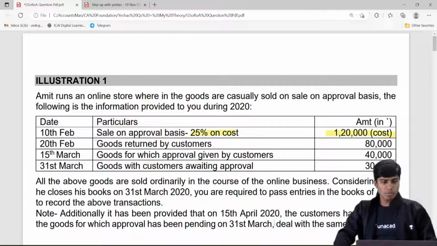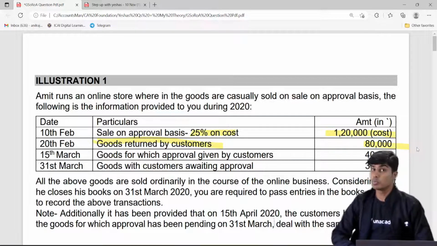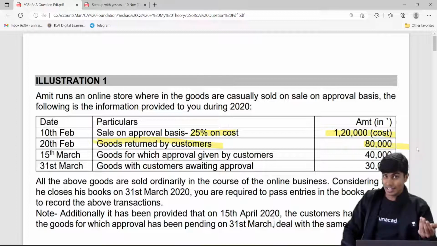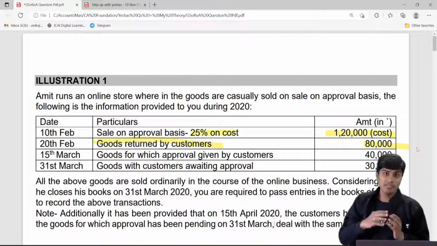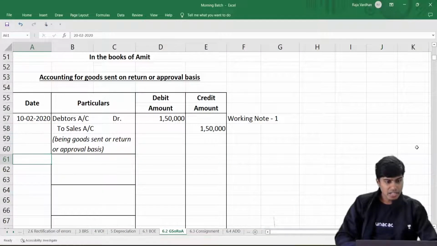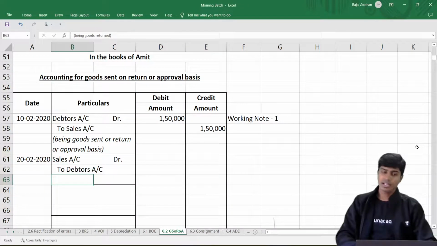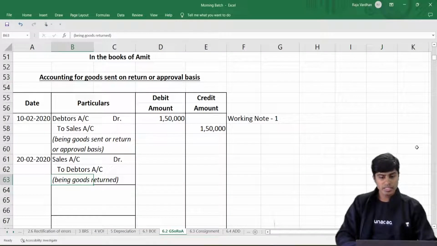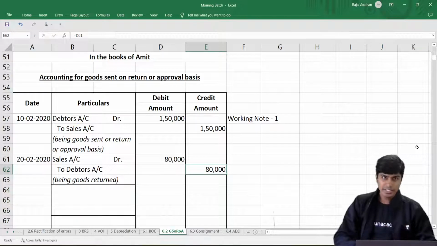Then on 20th of February, goods are returned by customers to the extent of 80,000. When the goods are returned by the customer, it is no longer a sale. So our optimism has just met some realistic approach. So the previous sales entry, whatever we had returned, should now be reversed. For which I will write the entry on 20th of February as sales account debit to debtors account, to the extent of 80,000. I have reversed the sales entry that I had previously passed because the goods are returned here.